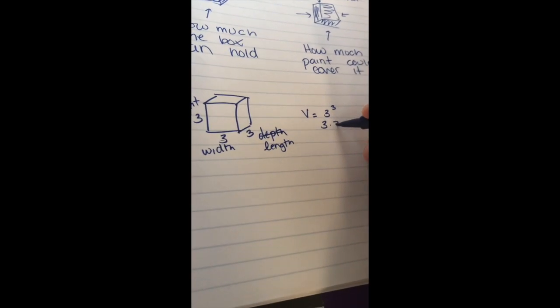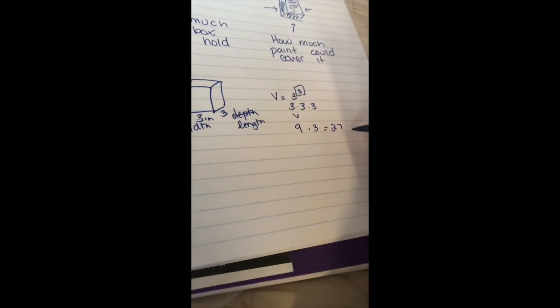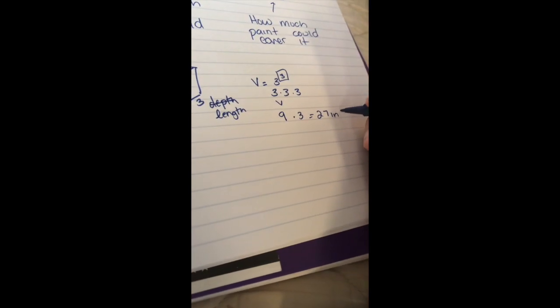Okay, so in a cube, this is very easy because we're going to end up having 3 cubed, or we could have 3 times 3 times 3. But the reason it's cubed is because this is a cube. So 3 times 3 is 9, times 3 is 27, and let's say this was inches, we'd have 27 inches cubed.